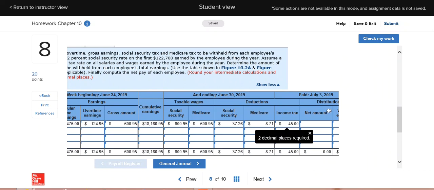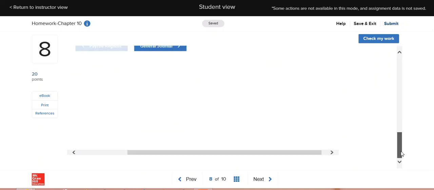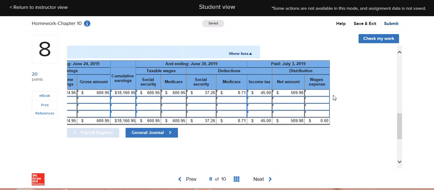All right, so then we have a net amount. So the net amount is the gross amount of $600.95, just over here, minus all your deductions. So minus Social Security of $37.26, minus your Medicare of $8.71, and minus your $45 of federal income tax. So your net amount, which is what you're going to pay him, is $509.98. All right, so then that's the net amount.